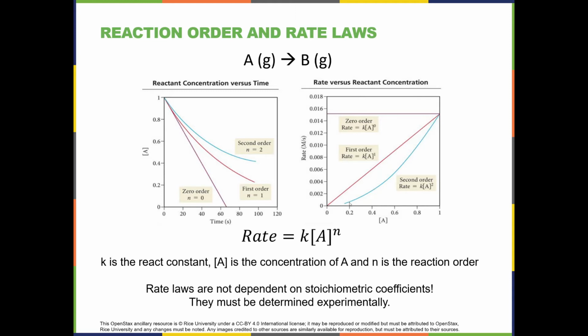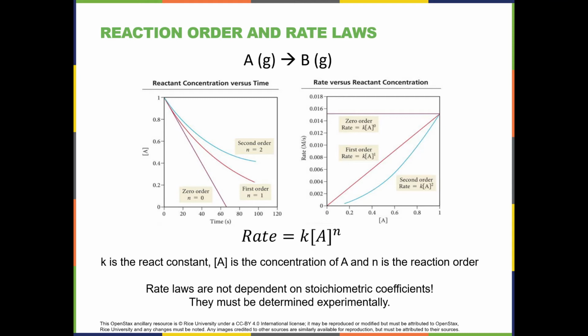5 times 10 to the minus 4 molar, which is about a quarter of 0.002, and we increase the concentration of A to 0.4, we get 4 times the rate. If we triple the concentration, we get 9 times the rate. If we make the concentration 4 times as much, 0.2 to 0.8, we get 16 times the rate.